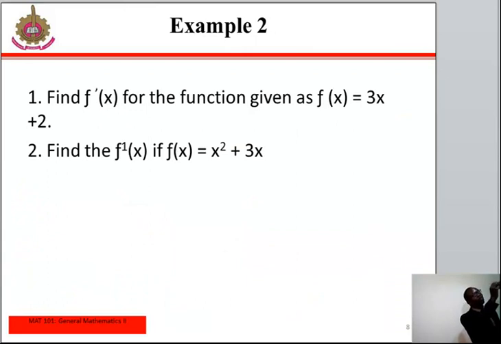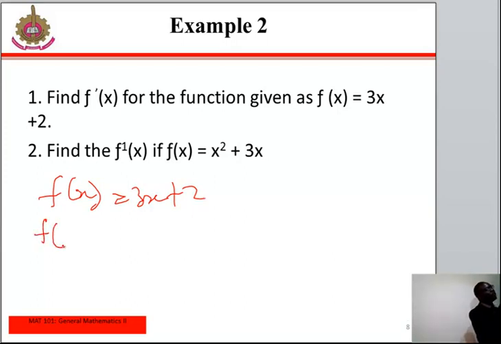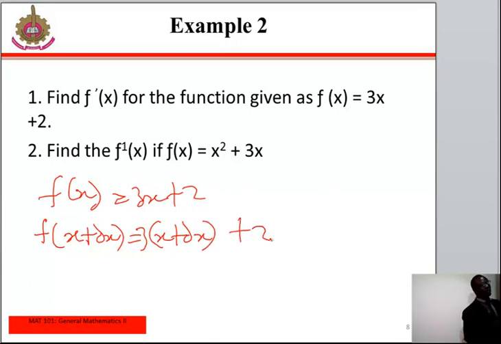If you have f of x to be 3x plus 2, that is the first example, you have to find the f prime of x. Now, the first thing which you are going to do is, this is f of x. Now, f of x plus delta x, that is the second point, will now be what? Wherever you see x, don't forget you put 3 into x plus delta x, right? Plus 2. Now, you expand, this will give you 3x plus 3 delta x plus 2.